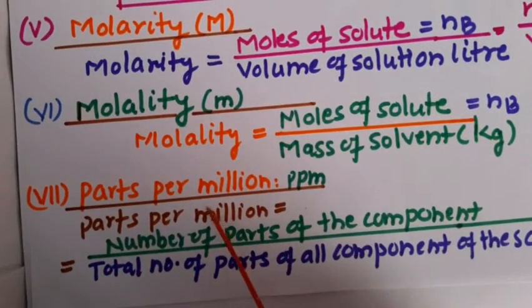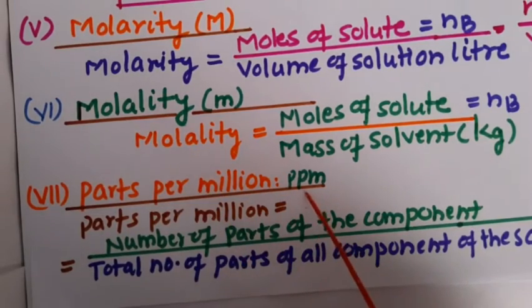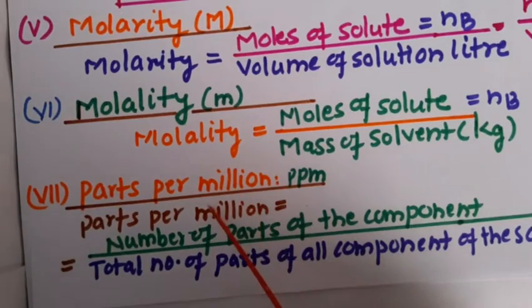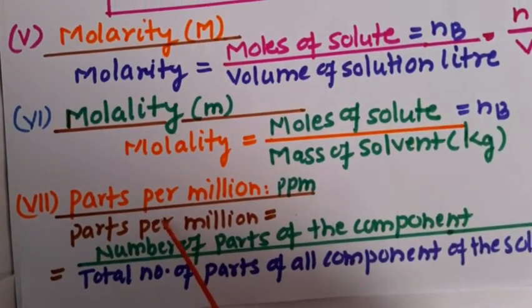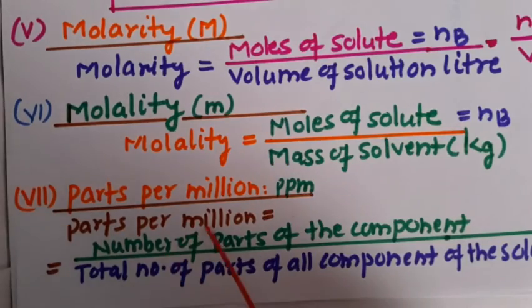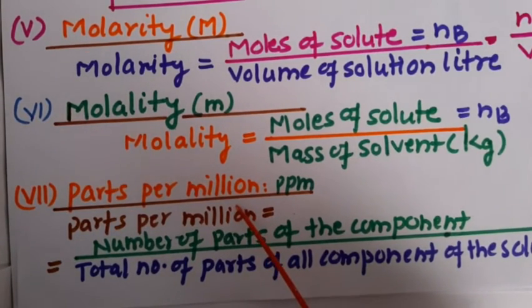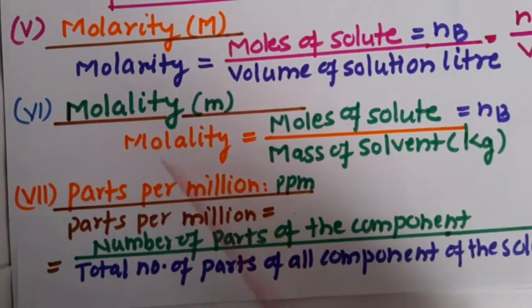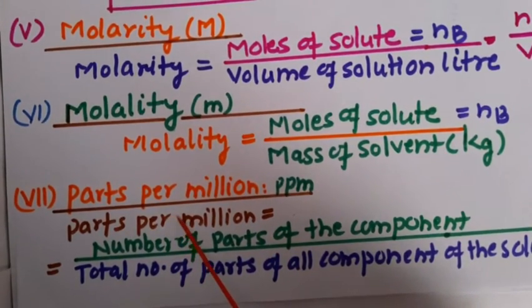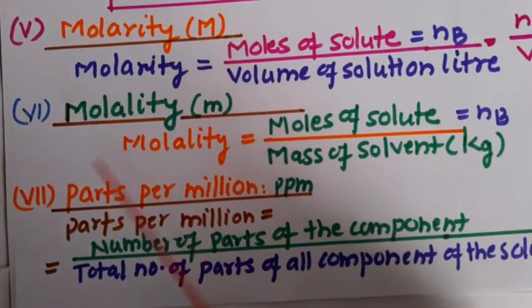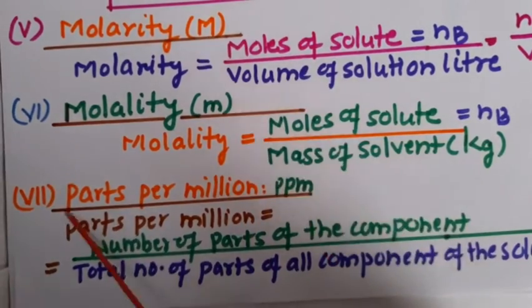Now another unit by which we can express the concentration of the solution is parts per million, expressed as ppm. This unit is used where there is a very trace amount of ions or components present in the mixture. For example, chlorinated water. If we consider the chlorinated water in our tap water, the percentage composition is very, very small. So a solution containing a very trace amount of a component is expressed in parts per million.